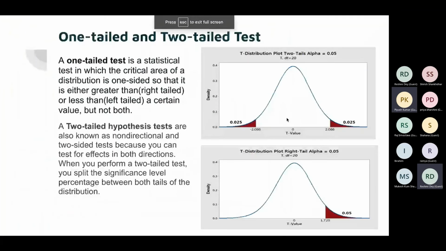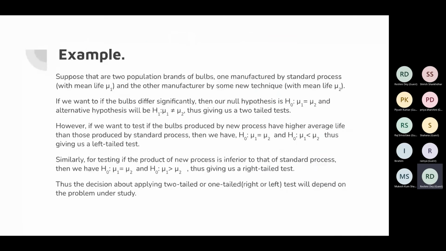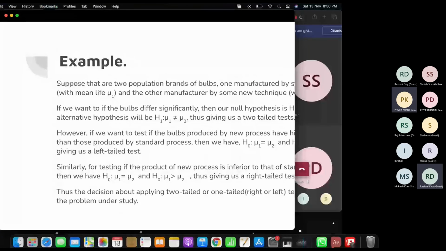In the two-tailed test, as I said, my p-value will be 1 minus twice the CDF. Let me do it with an example itself, it will be better.